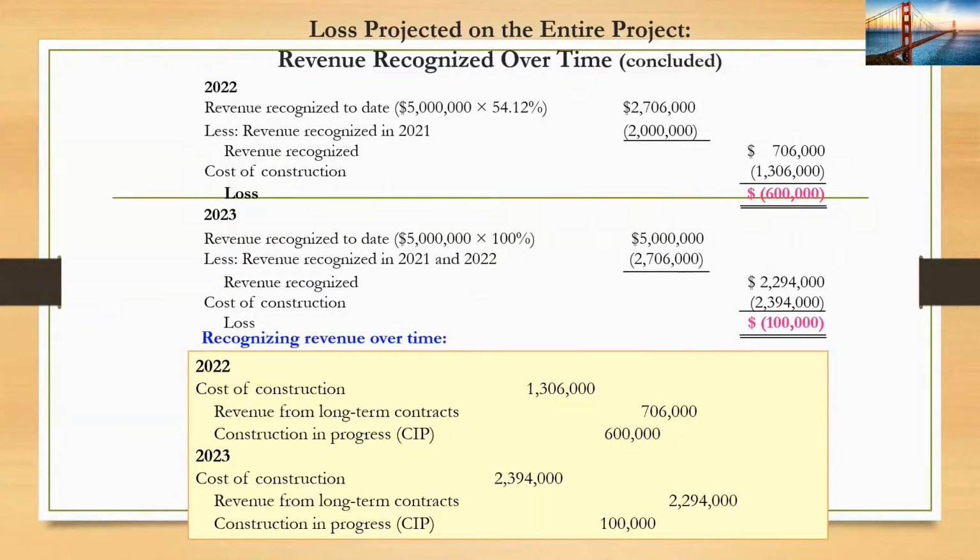And here you see all the journal entries to record the losses in 2022 and 2023. The cost of construction is debited for $1,306,000. Revenue from long-term contracts and construction in progress is credited for $706,000 and $600,000 respectively. In 2023, cost of construction is debited for $2,394,000. Revenue from long-term contracts and construction in progress are credited $2,294,000 and $100,000 respectively.